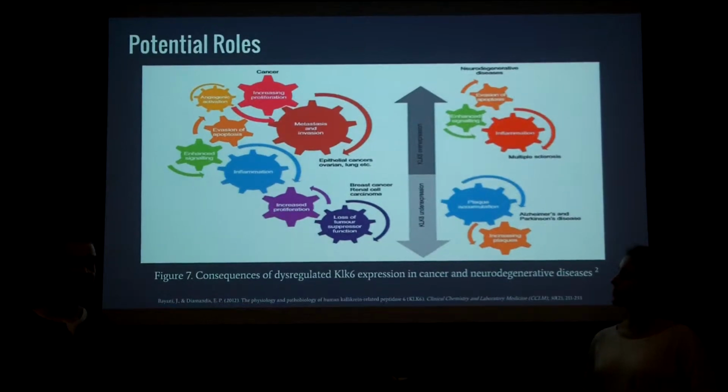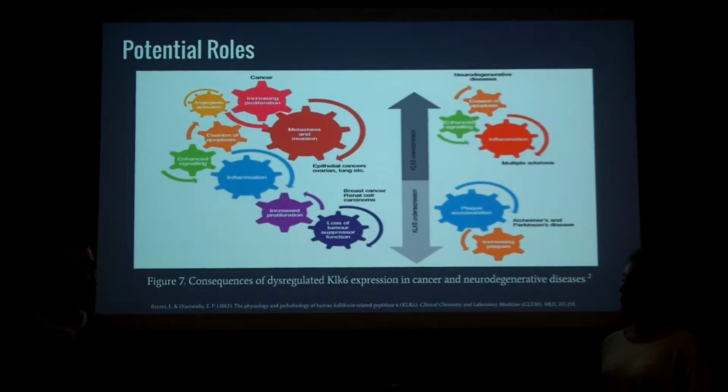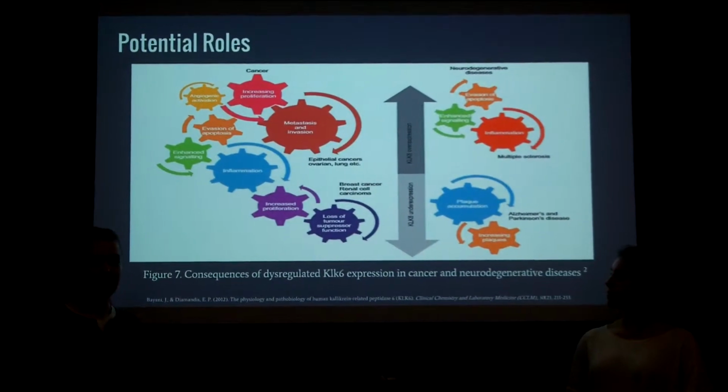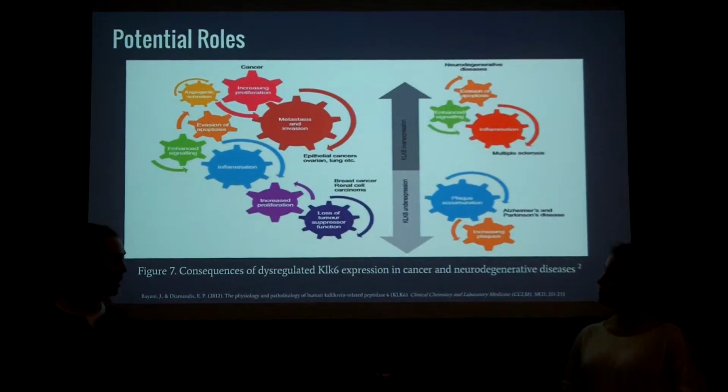In some instances, kallikrein is severely underexpressed, and that can lead to buildup of plaques, like the tau plaques in Alzheimer's disease. Because the kallikrein is underexpressed, it's not able to clear out and break down the buildup of substances.